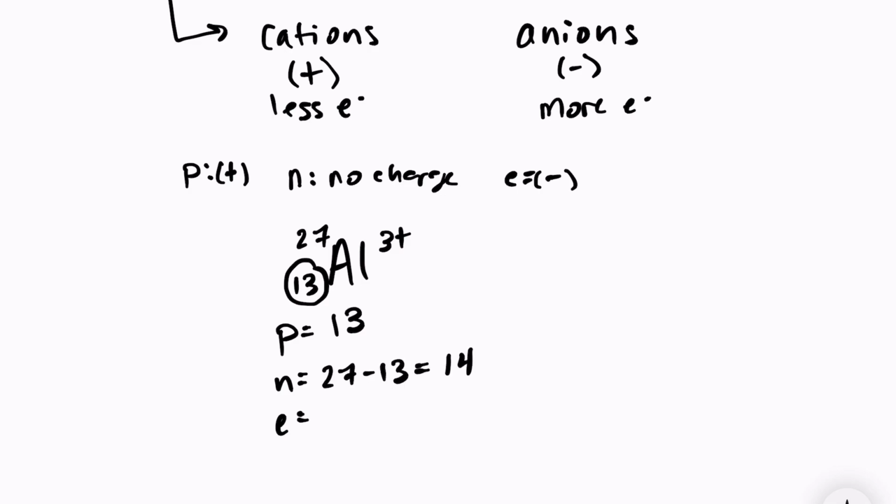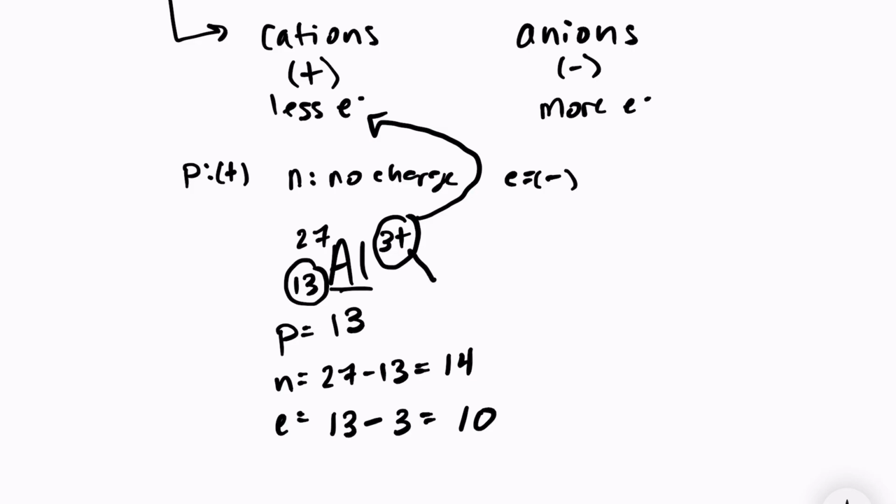But electrons, notice we have a +3 charge, and a cation means that we have less electrons than normal. So I'm going to take 13 minus 3, and I have 10 electrons. So that means that this aluminum has lost 3 electrons. That's why I do 13 minus 3. So basically you just do the opposite of whatever the charge is.